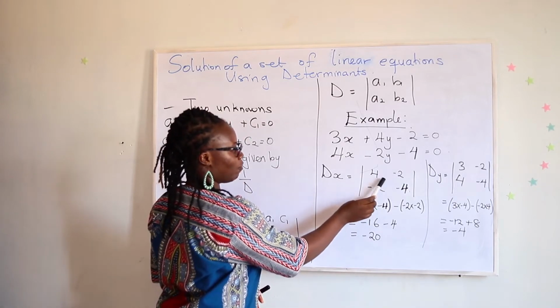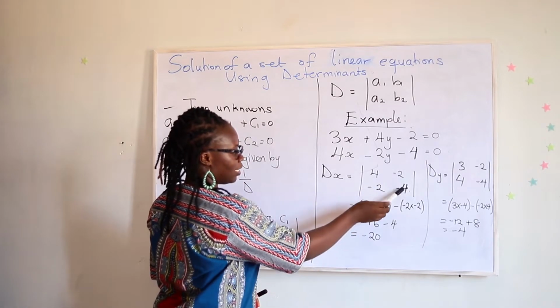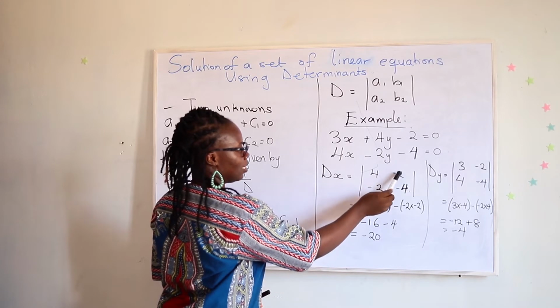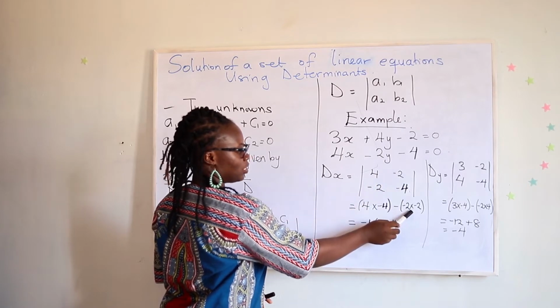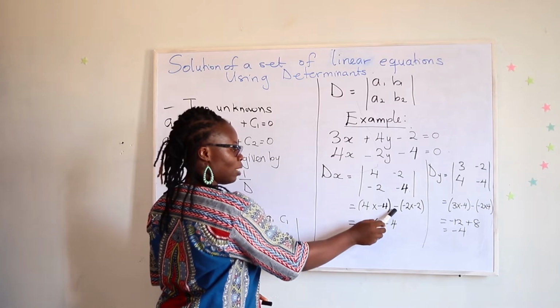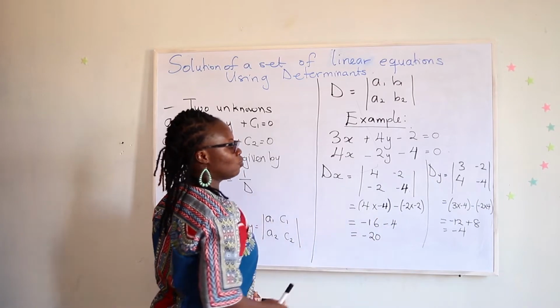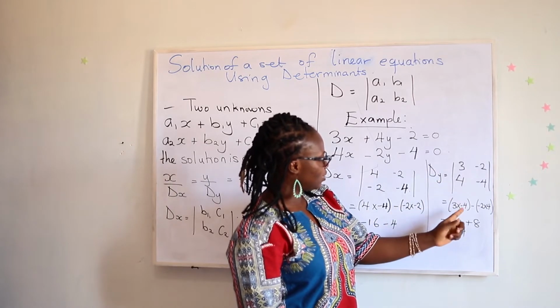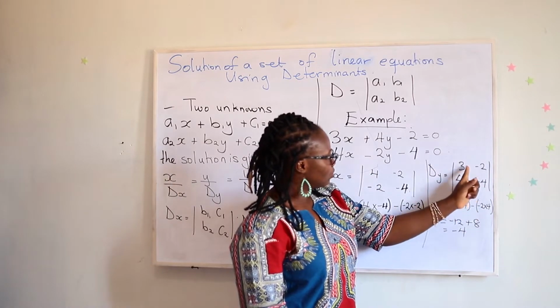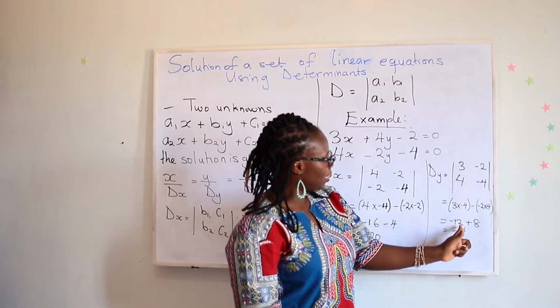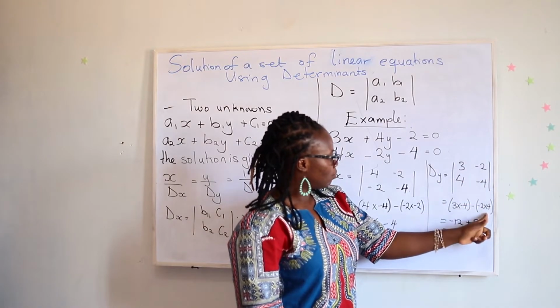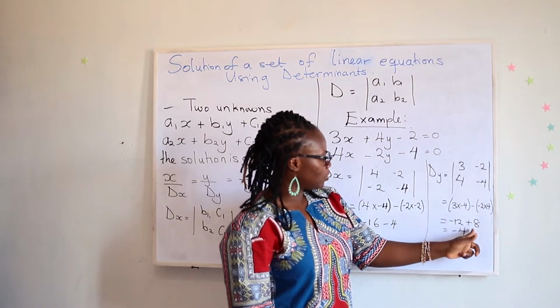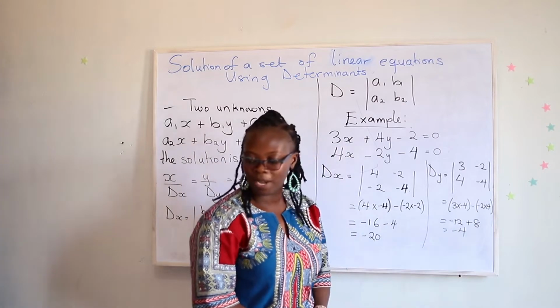So we multiply 4 times minus 4, which is minus 16. Minus 2 times minus 2 is positive 4. So the minus, what do I have? Minus 20. And if I find the determinant for the y part, you multiply minus 12 minus 8, so it becomes positive, and this is what I have, minus 4.